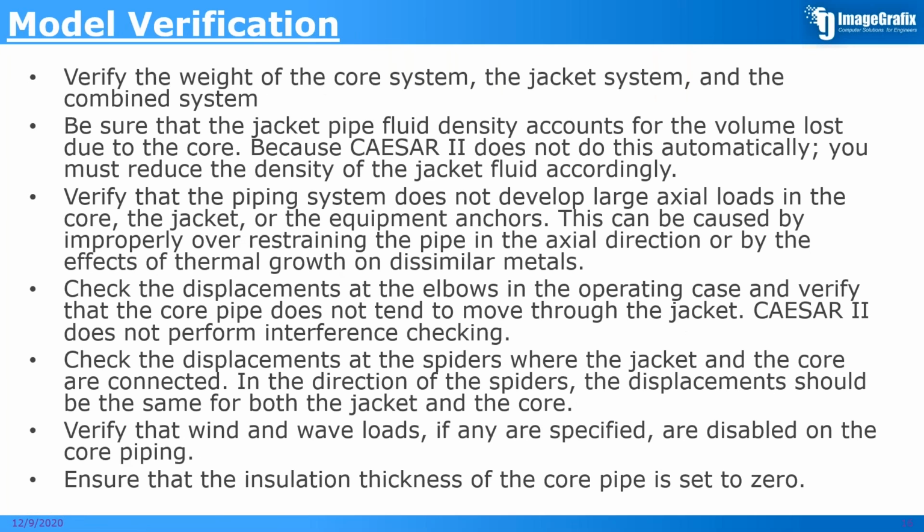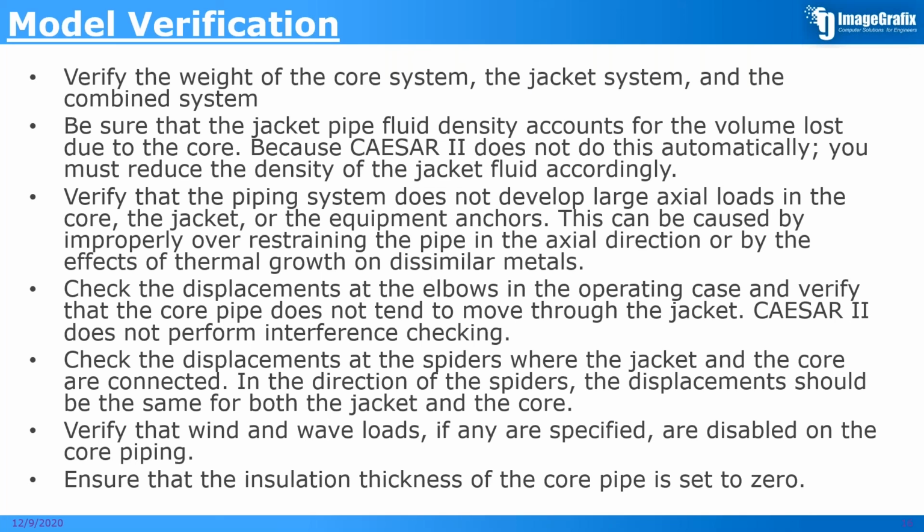So what are the things a stress engineer needs to ensure, in a nutshell? The weight of the core system, the jacket system, and the combined system has to be verified and has to match your actual requirements. The core piping segment, your jacket piping segment, and your combined system have to match perfectly, because this weight is going to be used in Caesar as your input load. So that is the first thing I need to verify as a stress engineer before finalizing my analysis.